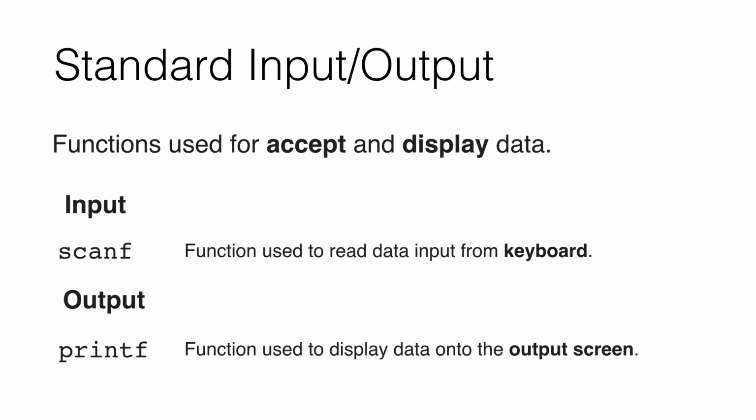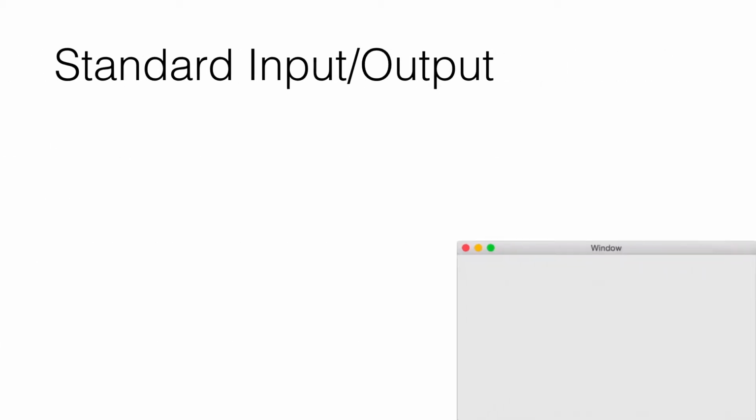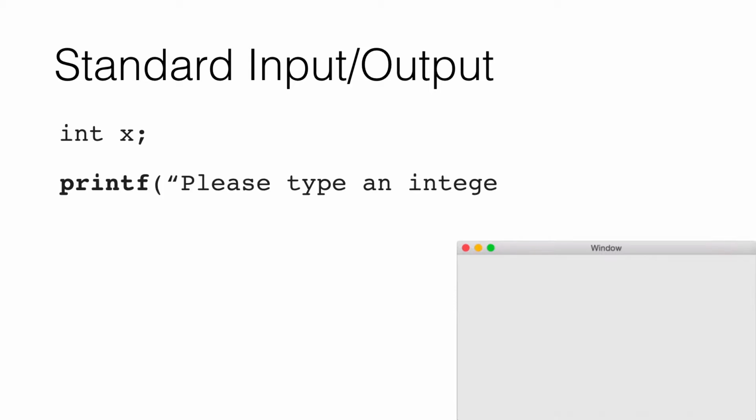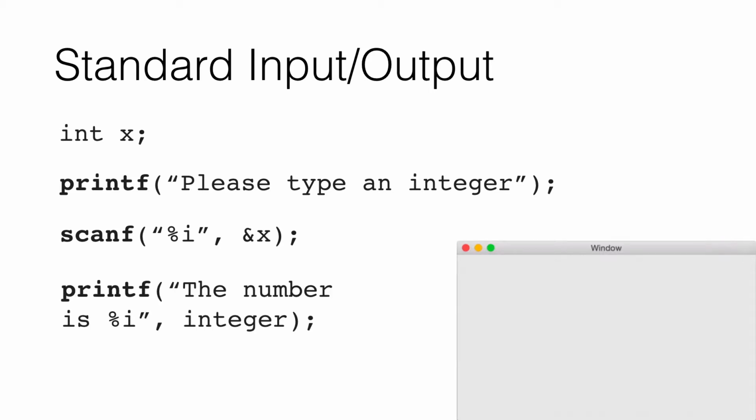Standard input and output are basic functions used to accept and display data. scanf is a common basic function used to read data input from the keyboard, while printf is used to display data onto the output screen. For example, we first declare a variable x to store the input value. Next, we use printf to display "please type an integer". Then we use scanf to store the input value into the x variable. Finally, we display a string of characters together with the input value.